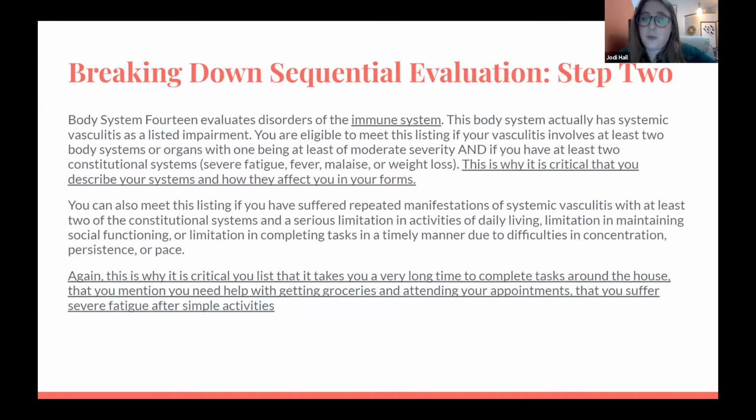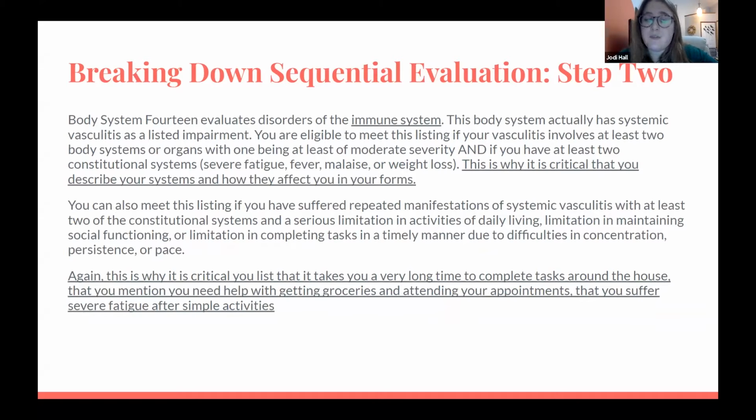And then the last one we're going to talk about, body system 14, that's your immune system. This is the only body system that vasculitis is named under. Of course, that does not mean this is the only system you can qualify under. As I mentioned before, you can qualify under any other system. This is just the only one that mentions vasculitis by name.